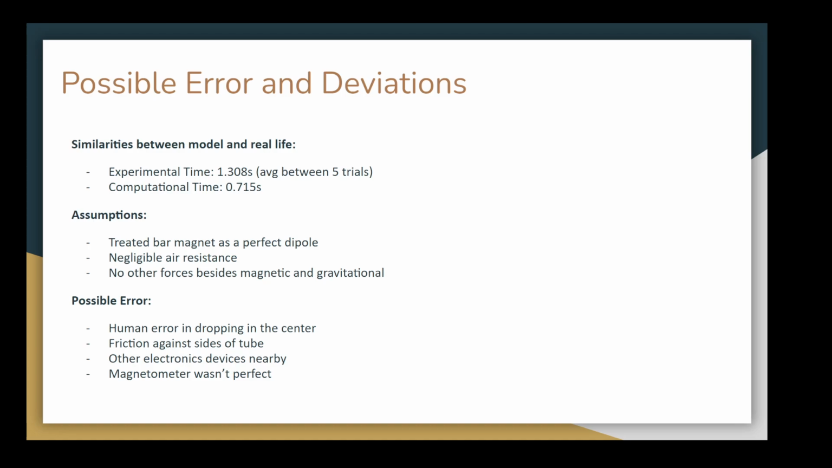The inside of the tube wasn't exactly a smooth surface, so the magnet could have been jostling around and hitting the walls a bunch. And then assumptions for the computational model: we treated the bar magnet as a perfect dipole, there's negligible air resistance, and no other forces besides magnetic and gravitational were used.